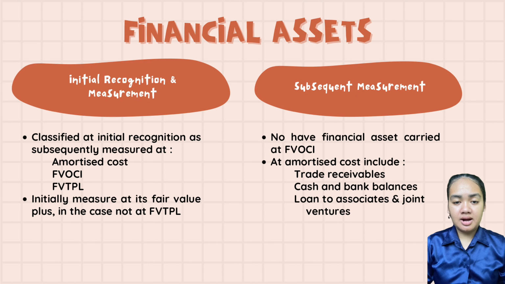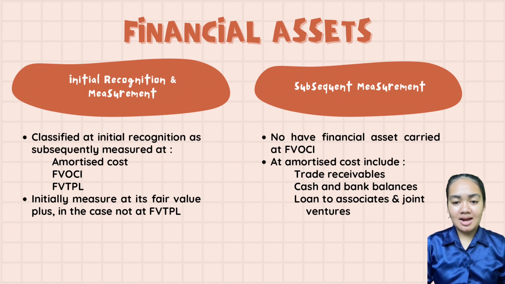WCT Holdings Berhad initially measures a financial asset at its fair value, plus, in the case of a financial asset not at fair value through profit or loss, transaction costs. Next is subsequent measurement. For the purpose of subsequent measurement, financial assets are classified in three categories, which are amortized cost, fair value through other comprehensive income, and fair value through profit or loss.